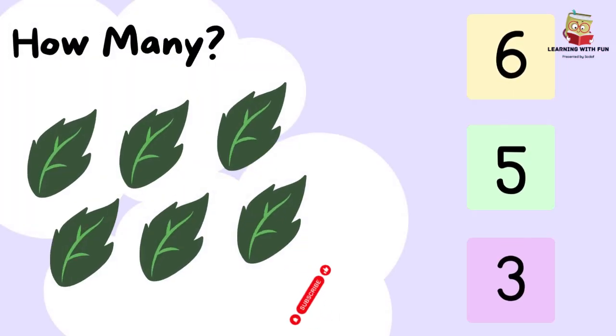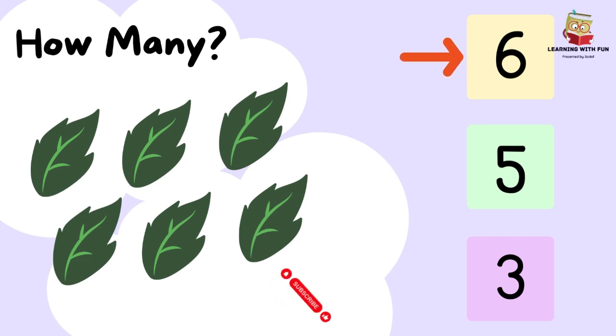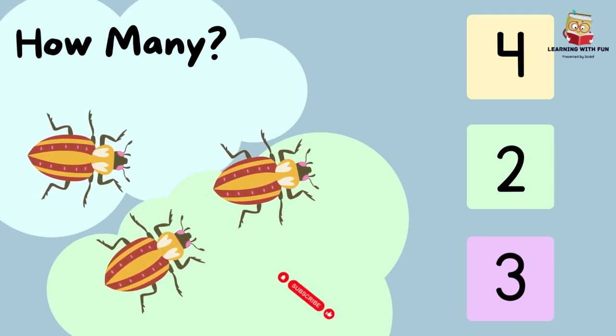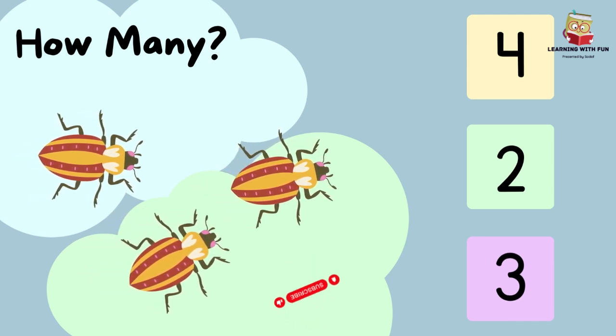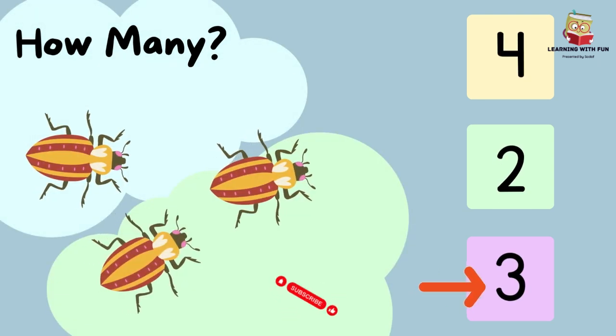How many leaves do you see? 6, 5, or 3? 6. How many bugs do you see? 4, 2, 3. 3.